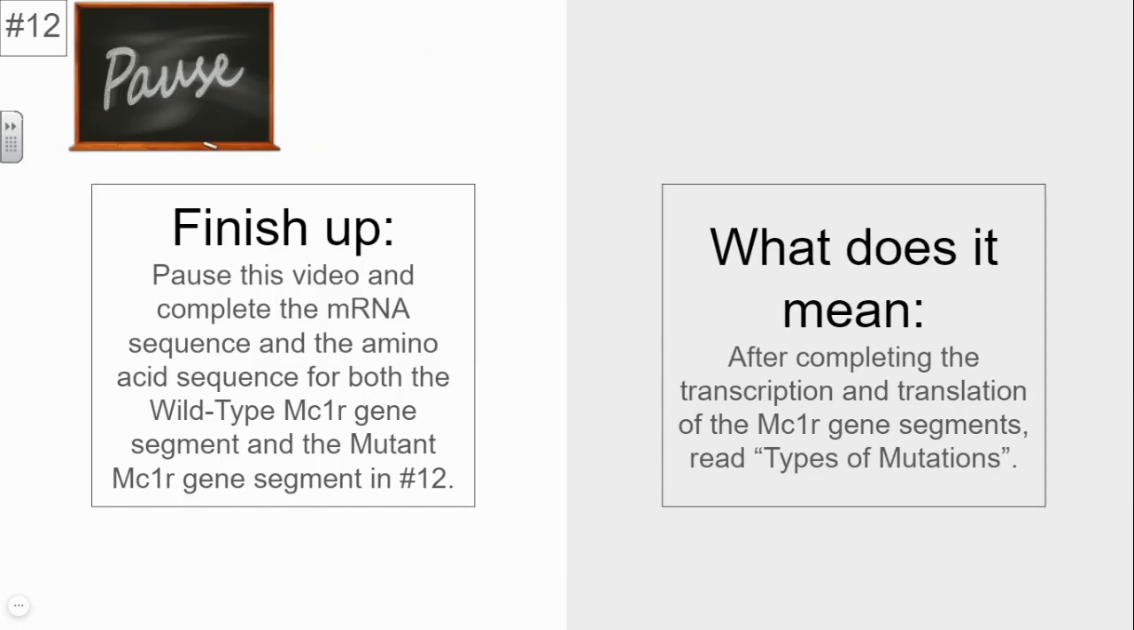Pause the video again and complete the mRNA sequence and the amino acid sequence for both the wild type and the mutant MC1R gene segment in number 12. After completing the transcription and translation of the MC1R gene segments, read types of mutations.